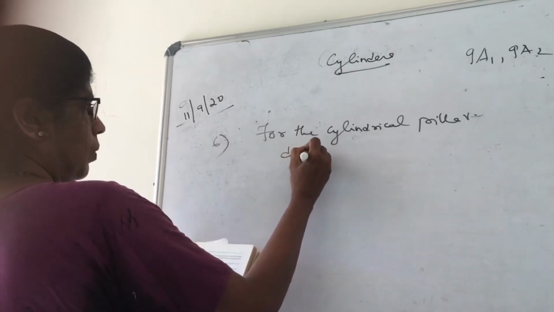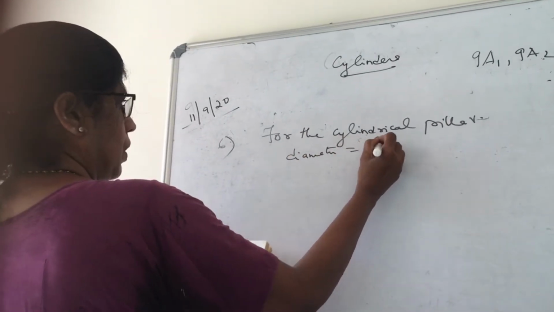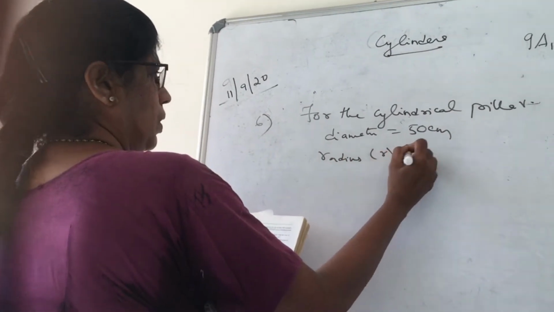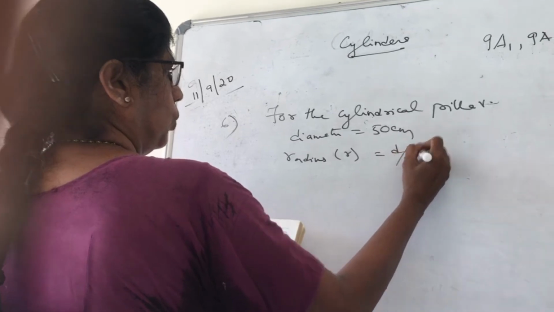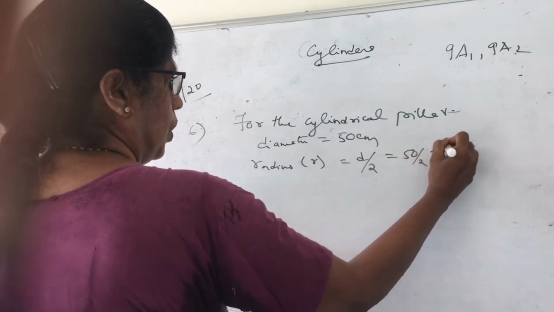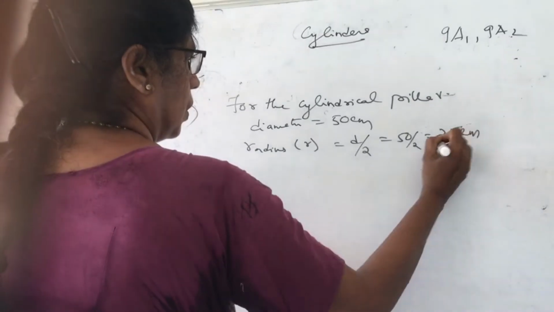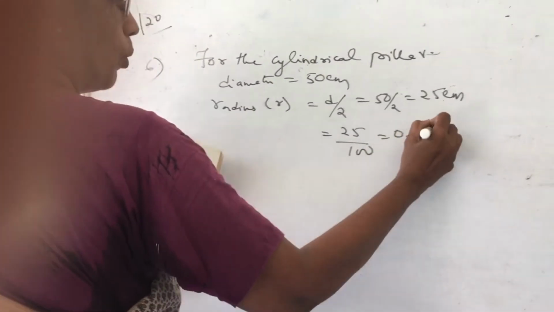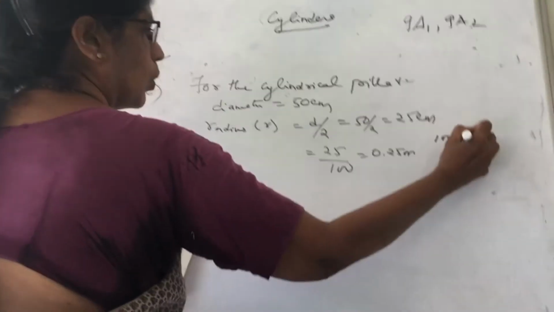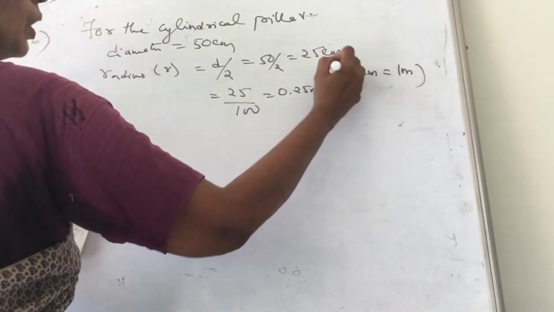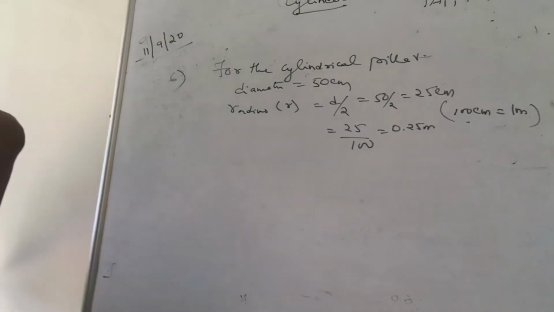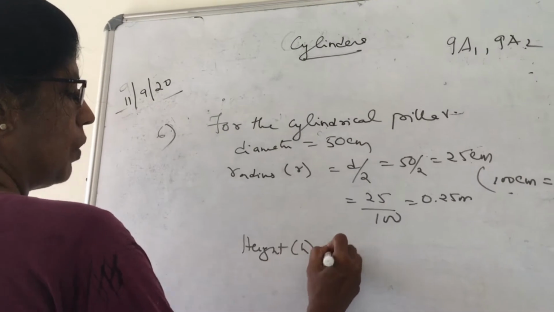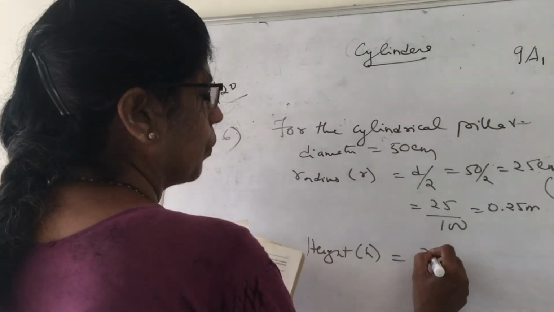For the cylindrical pillar, diameter is 50 centimeters. Radius R is how much? D by 2, 50 by 2, 25 centimeters by 100, which is equal to 0.25 meters. As the cost is given per meter square, children, the dimensions have to be in meters. Height H. The height is in which units? It is 3.5 meters high.